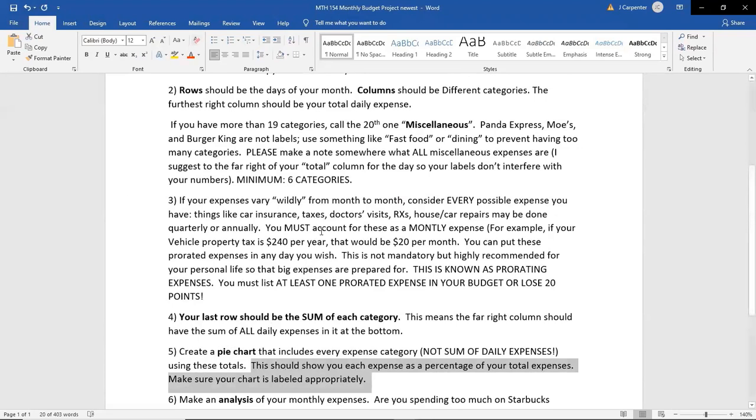So this is the bulk of your work. You got to have your specific days of the month, or months if we split the month, labeled. You've got to have at least 6 categories. You need to have a column for your totals for each day. You need to have a row for the total of each category. You need a pie chart based on that total for each category, labeled appropriately.